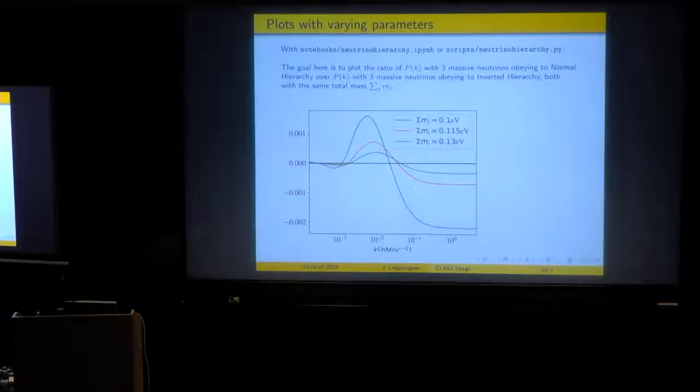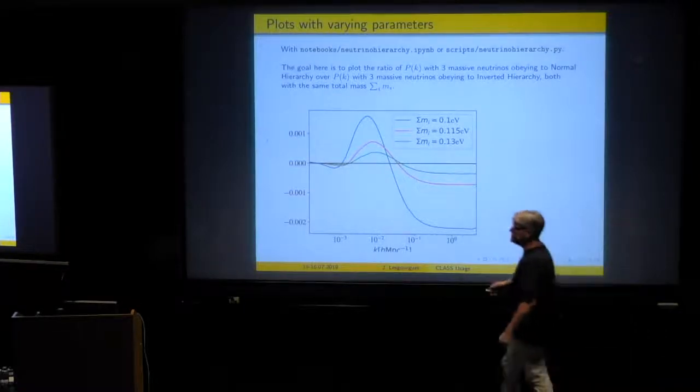And you see that these differences are very small. In fact, most people believe that this difference will be essentially impossible to detect even with future experiments. 0.02% on the matter power spectrum already on nonlinear scales. And for an optimistic neutrino mass, this would be very difficult to measure. So how do you get this plot?